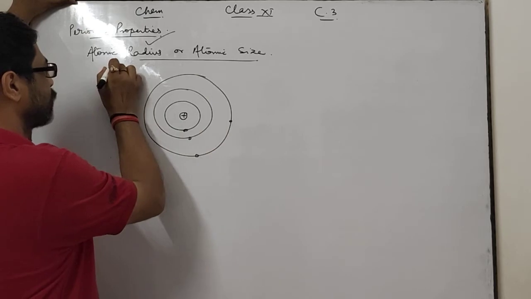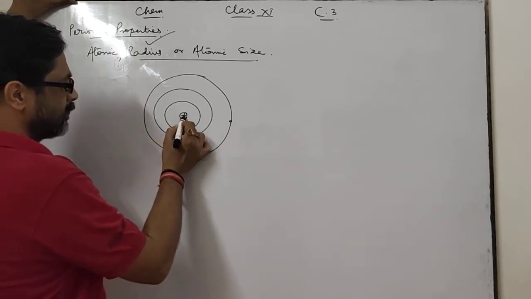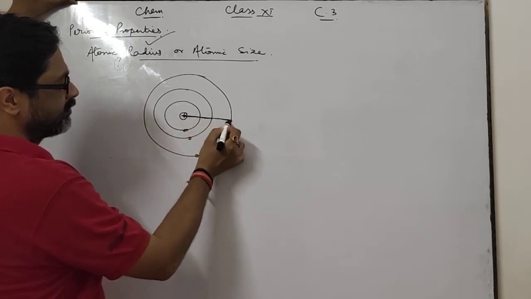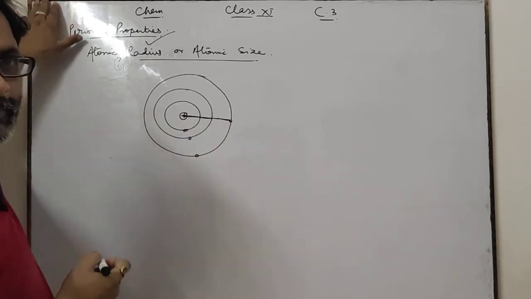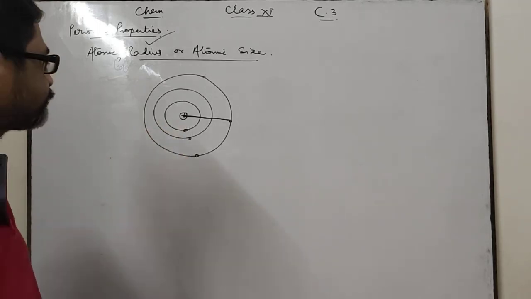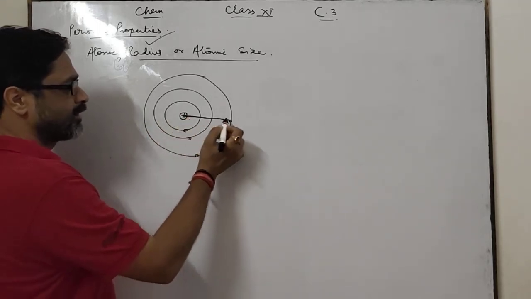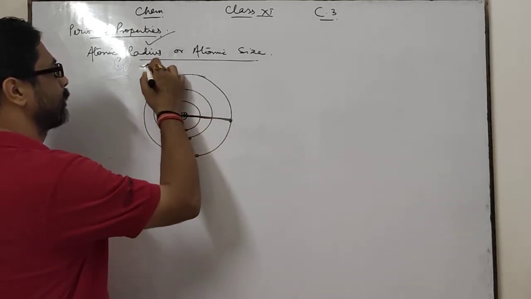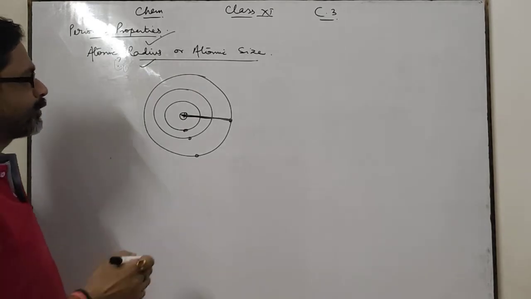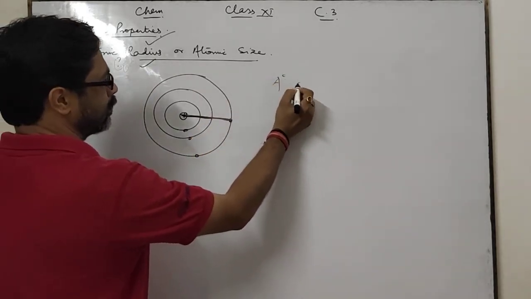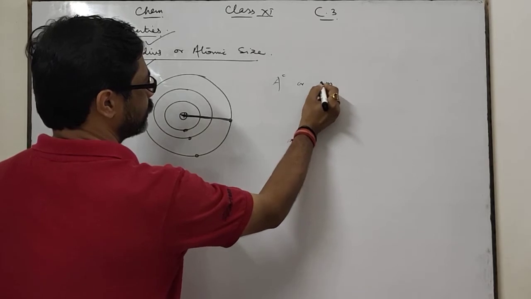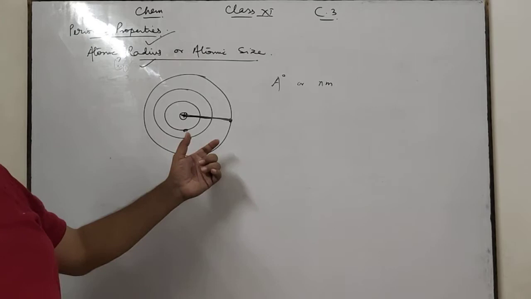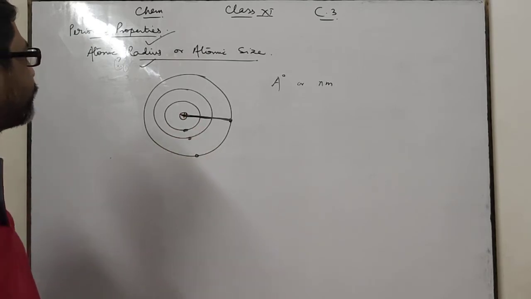What is the definition of atomic radius? The distance between the center of the nucleus and the valence electron, means the distance between the center of the nucleus and the outermost electron, is called atomic radius. Atomic radius is measured in angstrom or nanometer. Both of the units are used to express atomic radius.